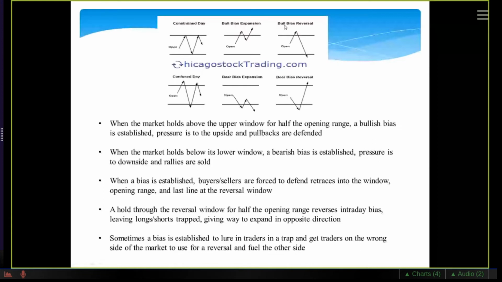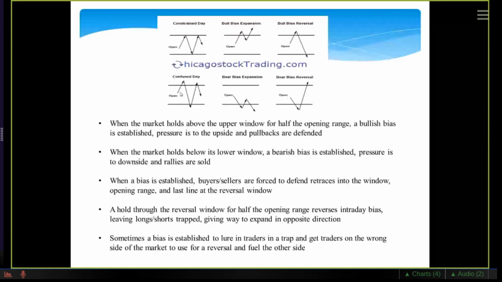A bull reversal is where it sets a bullish bias just enough to lure in the buyers, and the buyers fail to hold and it falls below the window. Those buyers are on the hook, and you have a move below the reversal window where it reverses that bias and expands to the downside. Confused days are very rare. They do happen once in a while, but very rare.